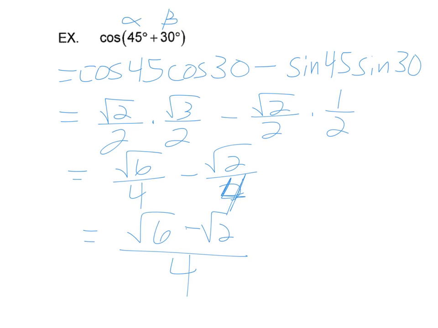The answers for the sine and cosine problems are just a variation of this. There will be a square root of 6 somewhere, a square root of 2, a 4 on the bottom. Sometimes it's plus, sometimes it's minus, but it's just different variations of those same numbers.